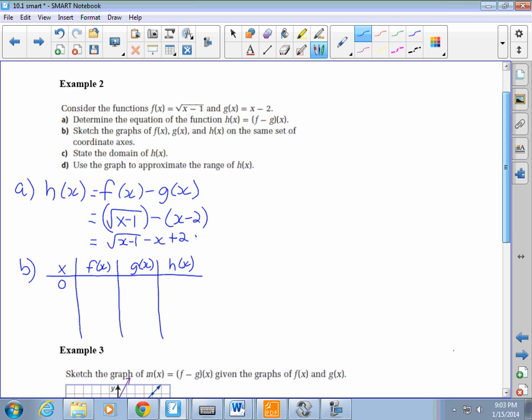So I'm going to use my values 0, 1, 2, 5, and 10. Why didn't I use negative values for this? Well, the reason is right in here, because I've got this square root, I can't have a negative value in there.